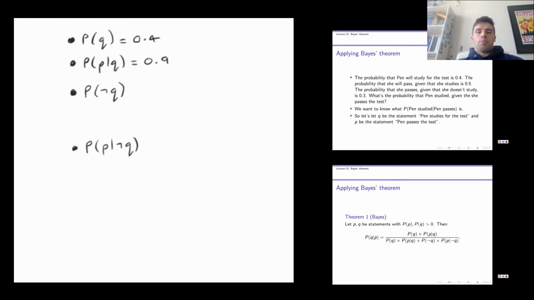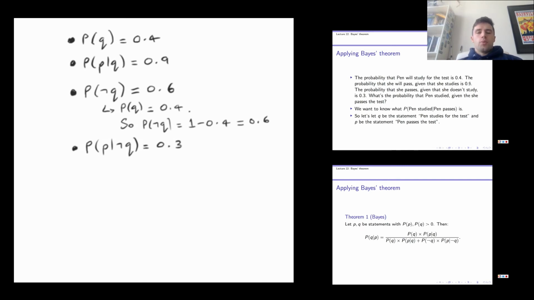So first let's think about P of not Q. This is where the work is, but it's super easy. We have P of Q, remember, or the probability that Pen studies is 0.4. So using the negation rule, P of not Q, or the probability that Pen doesn't study for the test, is 1 minus 0.4, which is 0.6. The last thing we need is P of P given not Q, or the probability that Pen passes given that she doesn't study, and this again is given in the question. The probability that Pen passes given that she doesn't study is 0.3.